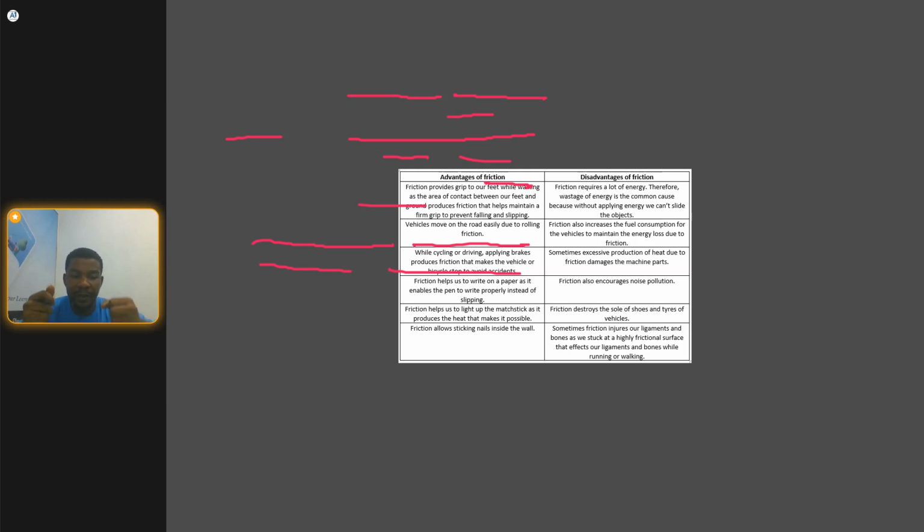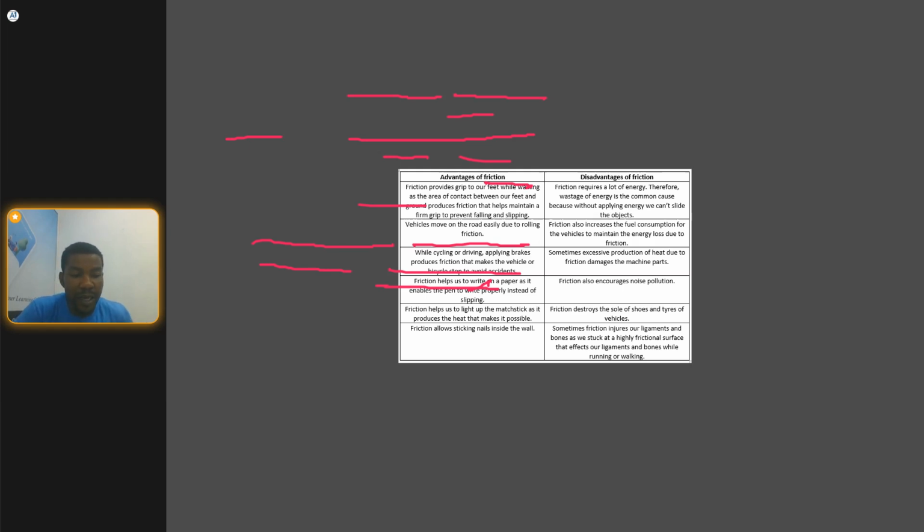While driving or cycling, when we apply brakes, the brake is actually working because of friction. Are you getting it? If friction does not take place, the brake will not work effectively. Friction makes our bicycle stop when we apply the brake, and it makes the car also stop. And what does it prevent? It prevents accidents.